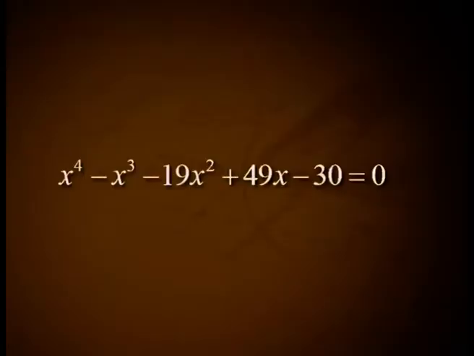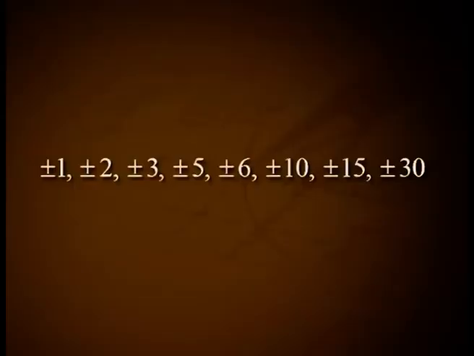Example 9. Find the rational roots of the equation x^4 minus x^3 minus 19x^2 plus 49x minus 30 equal to 0. Solution. By Theorem 8, the rational roots of the given equation, if any, must be integers and they must be divisors of minus 30. Hence the possible rational roots of the given equation are plus or minus 1, plus or minus 2, plus or minus 3, plus or minus 5, plus or minus 6, plus or minus 10, plus or minus 15, plus or minus 30.